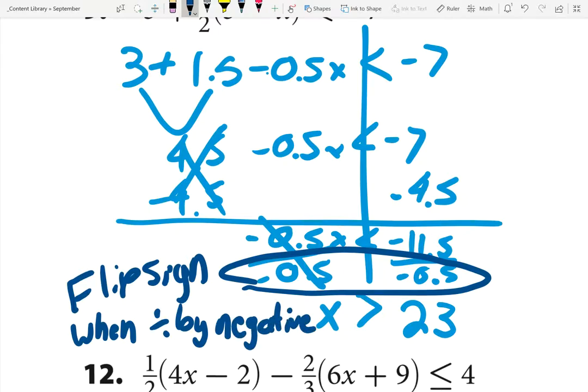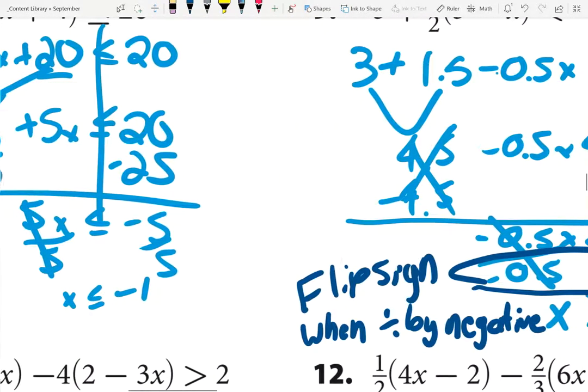It doesn't matter if that 11.5 there was negative or not. That would not matter. It's only going to matter if it's dividing by a negative. If I divide by a negative 0.5 like I did, I need to flip my sign. If I divided by a positive 0.5, I wouldn't have had to flip the sign. The sign would have stayed the way it was. But because it's a negative number that I'm dividing by, a negative 0.5, I need to flip that sign.